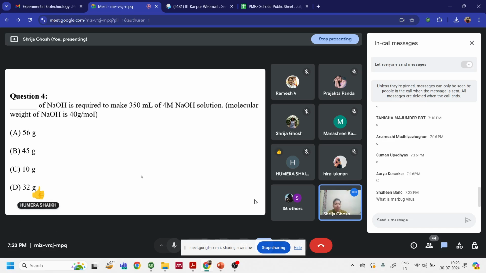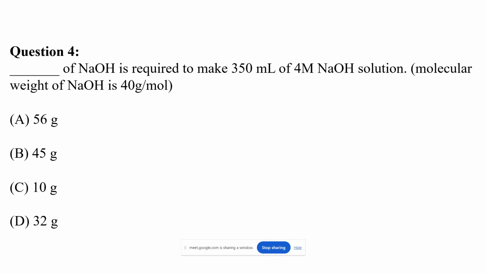Okay, moving on to the next question. Question number 4. We have to tell the amount of NaOH that is required to make 350 ml of 4 molar NaOH solution. The molecular weight of NaOH is already given, so you have to calculate this. I can give you time to calculate this, and meanwhile we can calculate together.